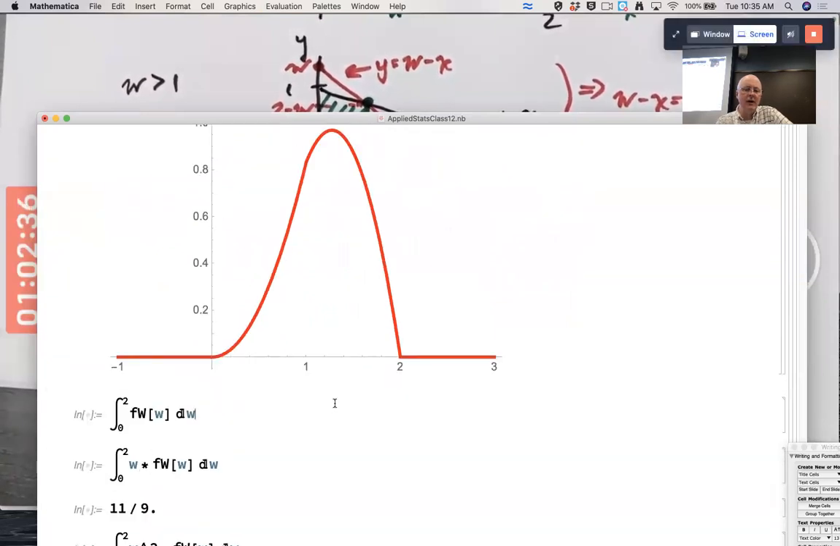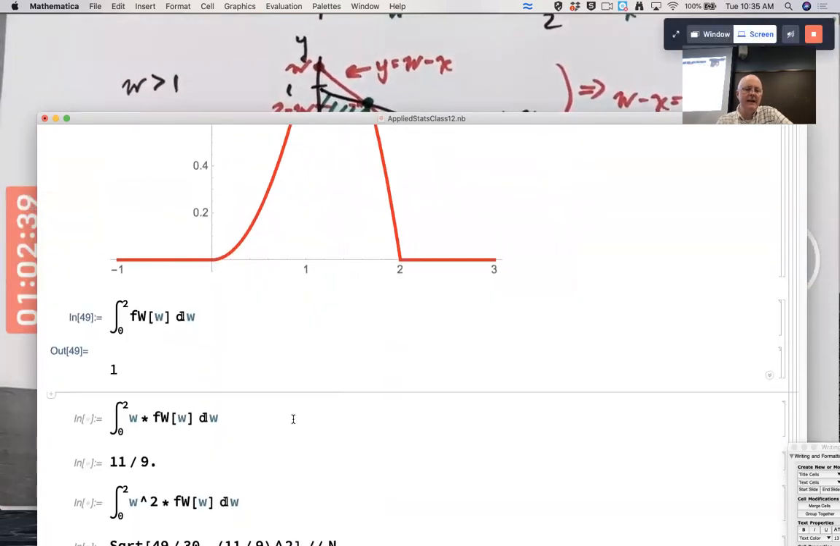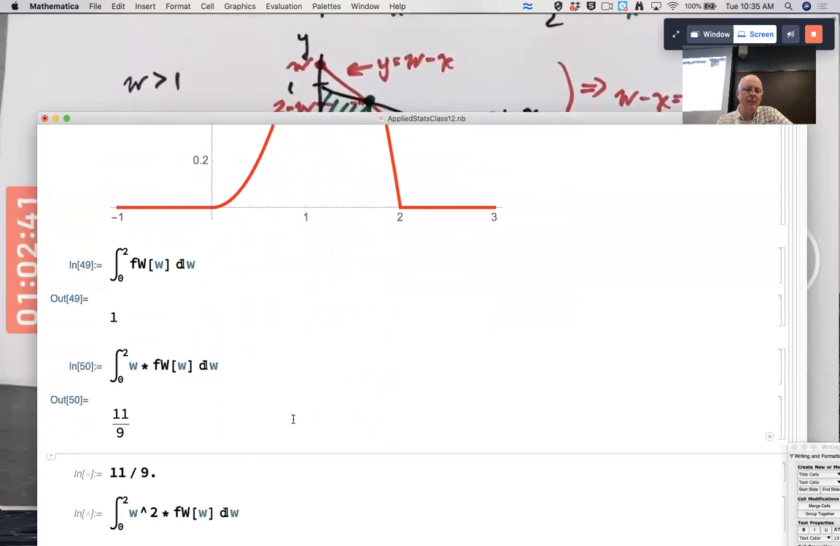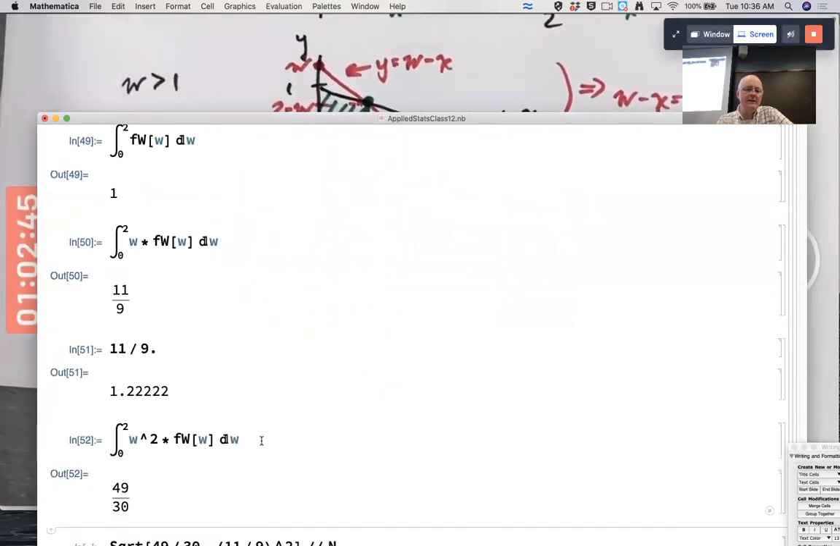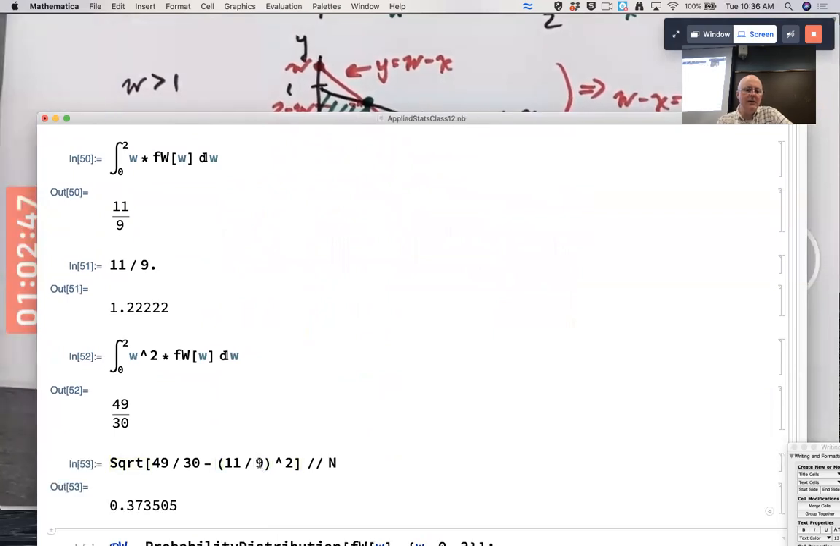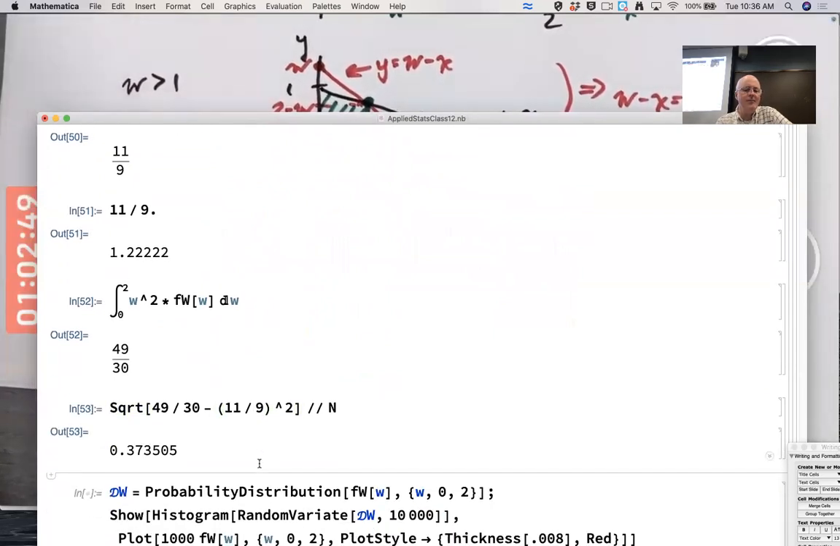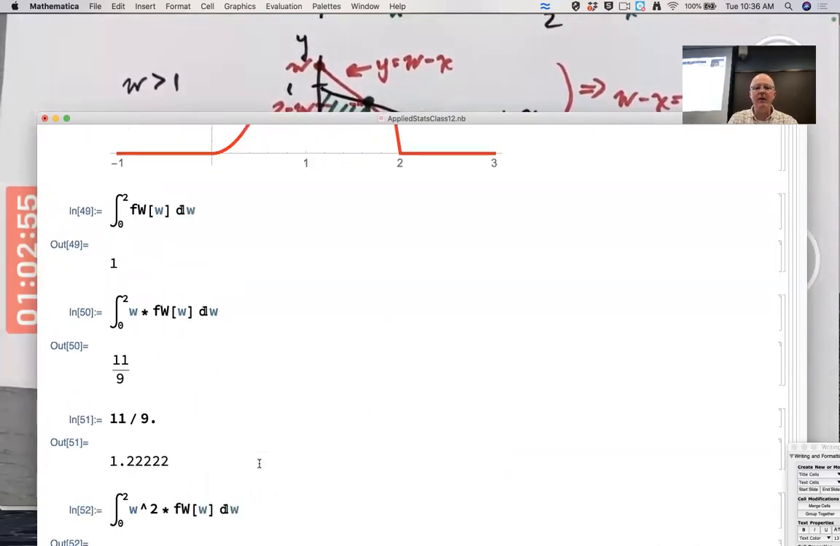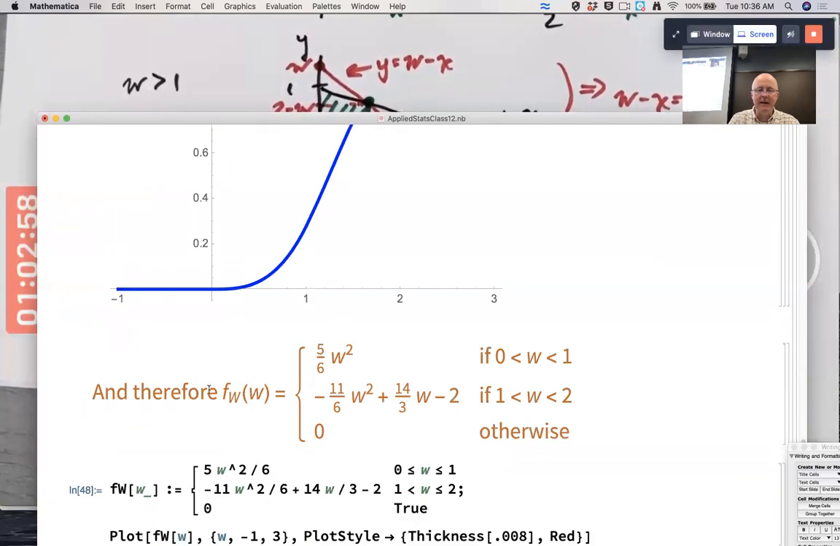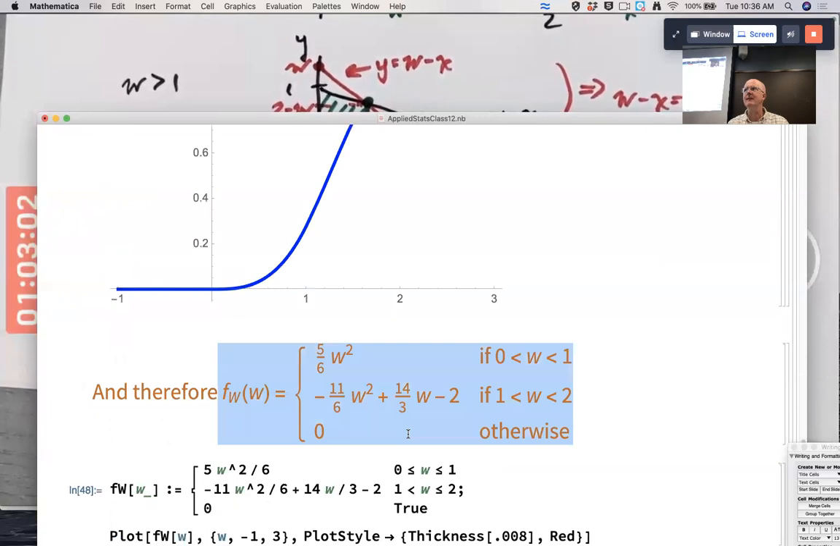It does integrate to 1. What's its mean? It turns out to be 11/9, which is approximately 1.2. What's its standard deviation? Turns out to be about 0.37. Remember my goal. Now, okay, part of the goal has been met. I'm saying there's the PDF of W. I did double check it. In fact, this example was from a different book, and that was their answer too. So this is right.